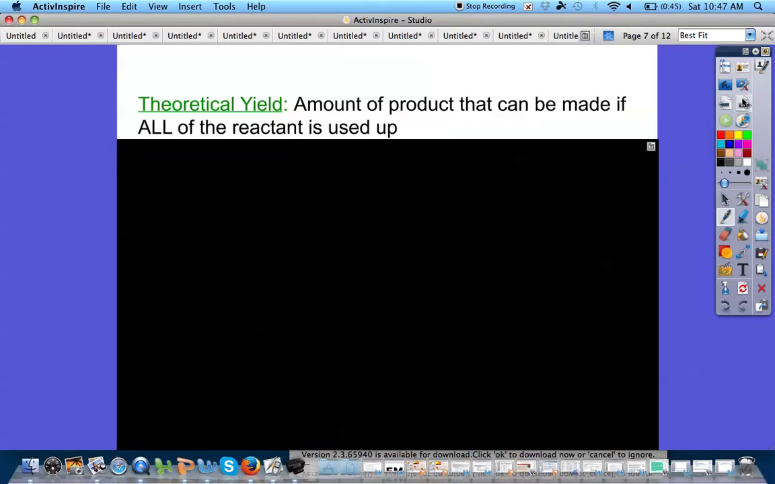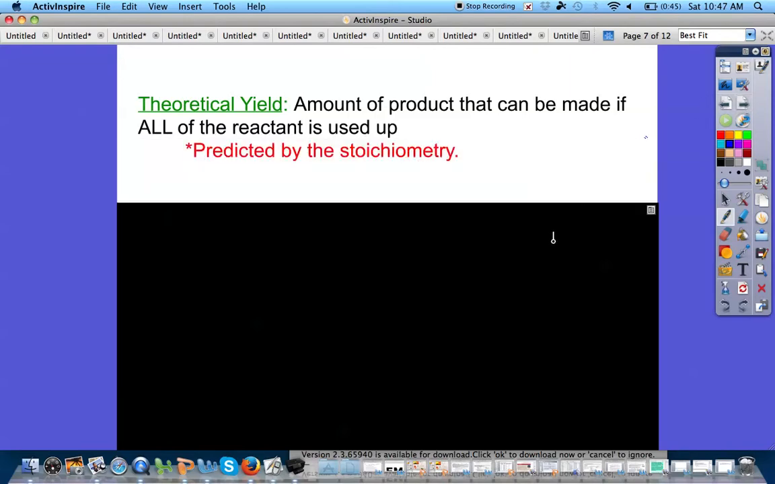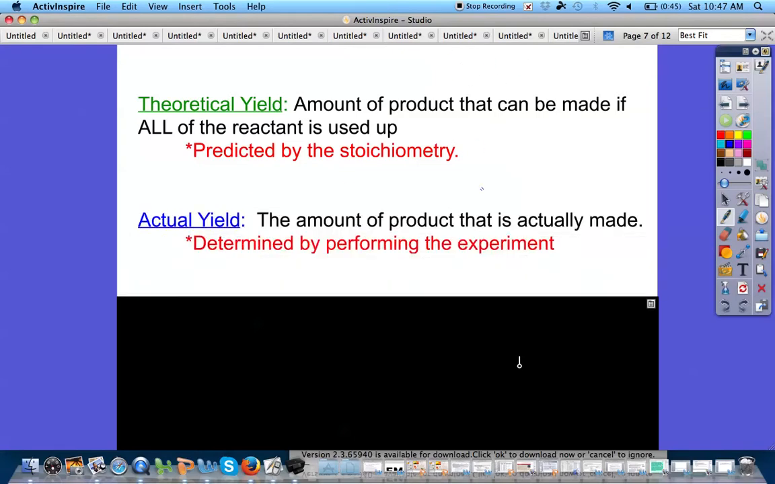So just to define theoretical yield, the theoretical yield is the amount of product that can be made if all of the reactants are used up. This is predicted by your stoichiometry calculation. So this is, in a perfect world, how much can be produced. Actual yield is the amount of product that is actually made. This is going to be determined by performing the experiment.